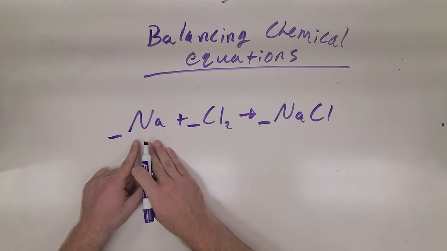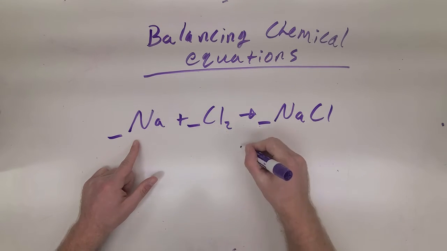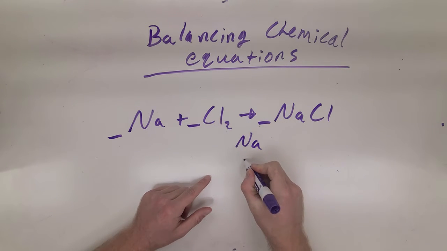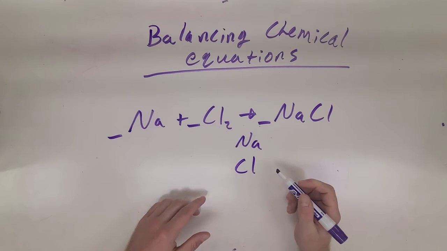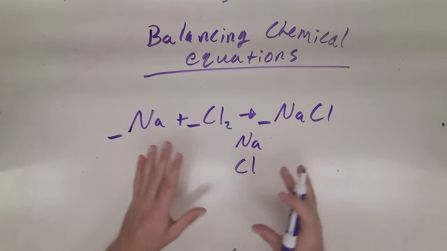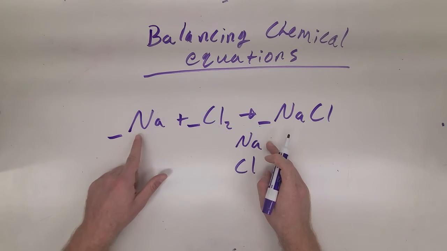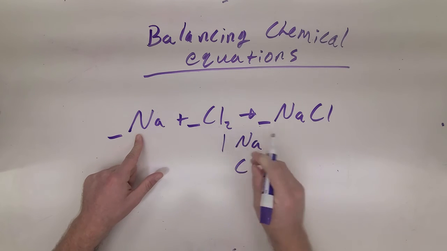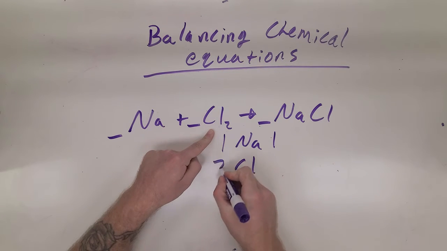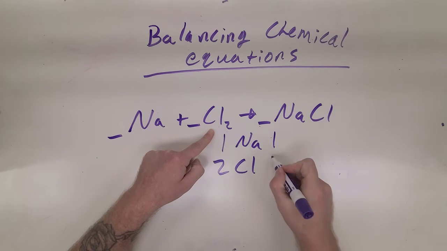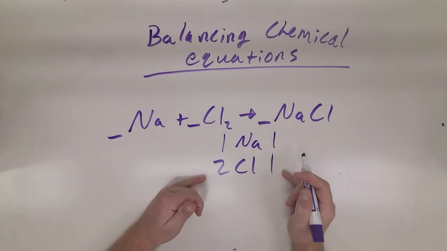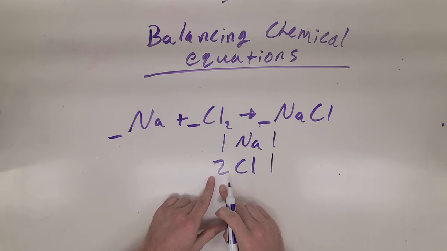First, write the elements down underneath this arrow. There are other ways to do this, but I like to write it down underneath the arrow. Write the number of that particular element that's on each side of the equation. So for sodium, we have 1 over here and 1 over here. For chlorine, we have 2 over here and just 1 over here.